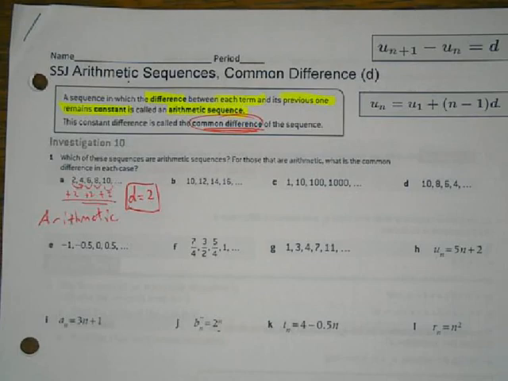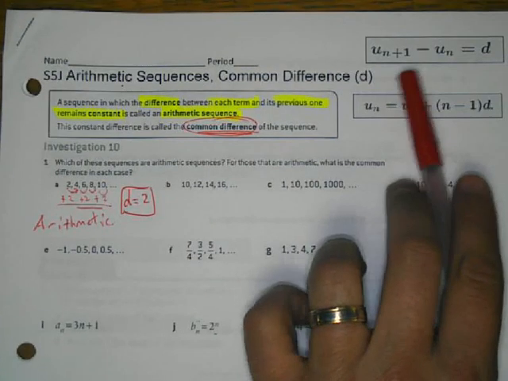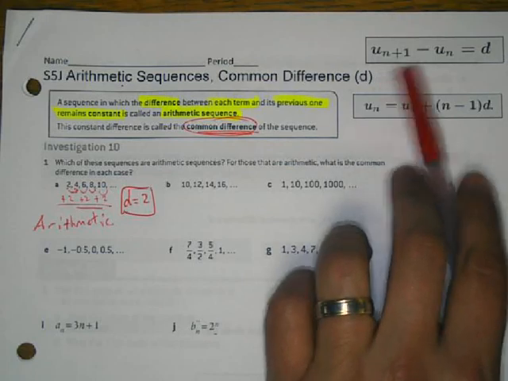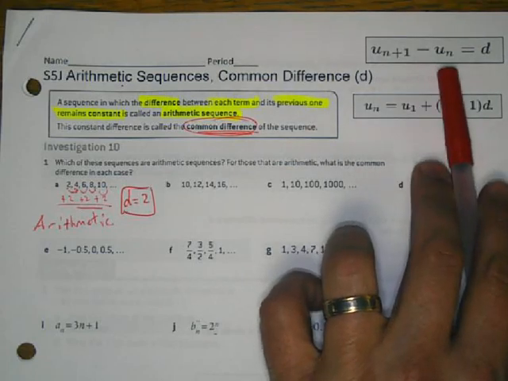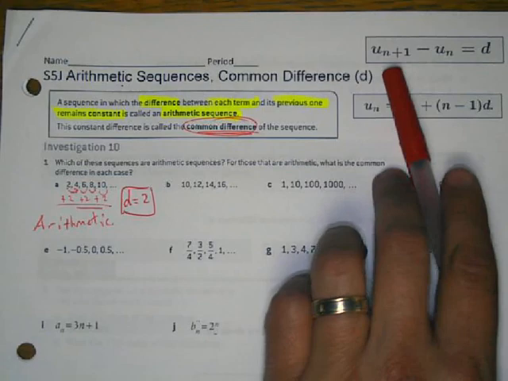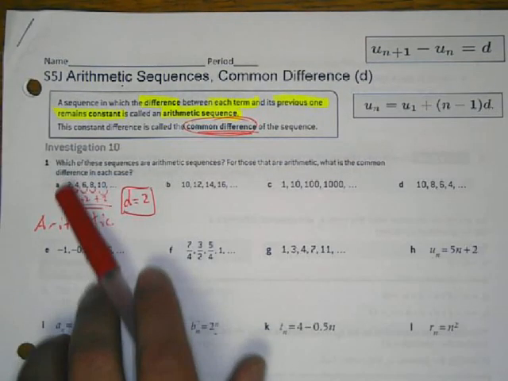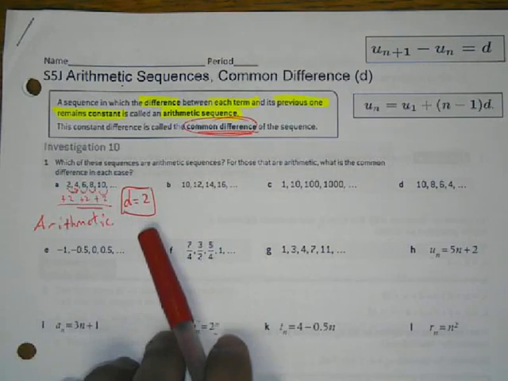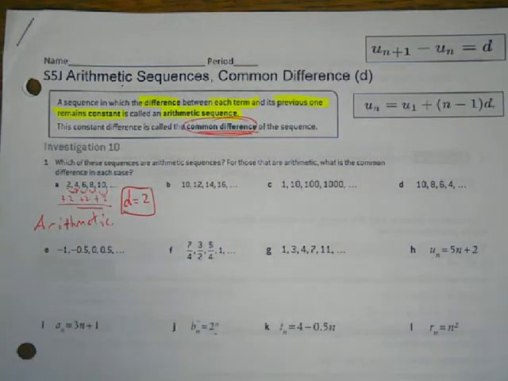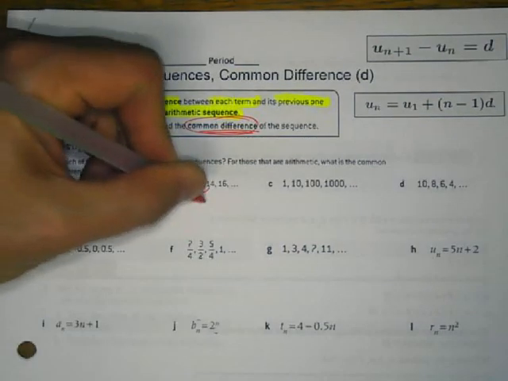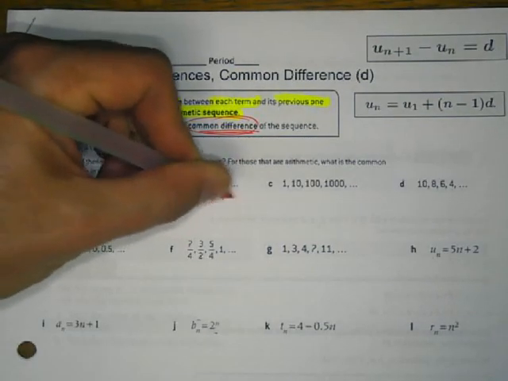Okay, and the formula for the common difference is right here. It's equal to the next term minus the previous term. So in this example, if I take the second term, which is 4, minus the previous term, which is 2, then that's going to give me a common difference of 2. Okay, same thing with this one here. Plus 2, plus 2, plus 2, arithmetic.